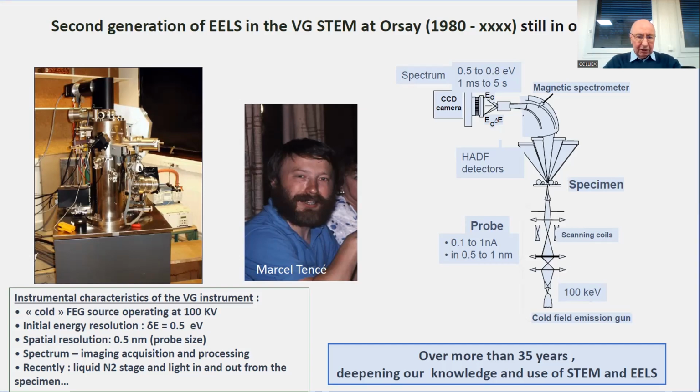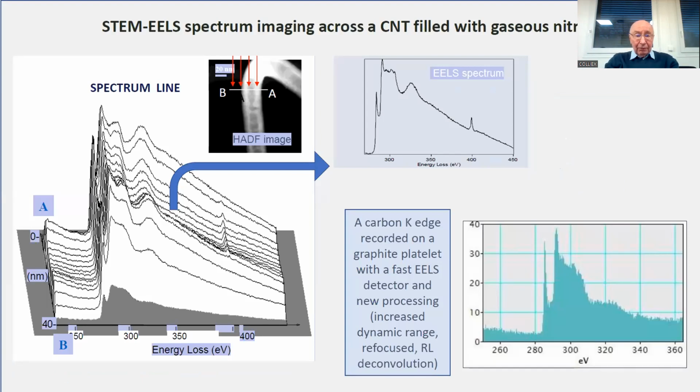So you see it in a room in Orsay, the VG column, and at the top is a magnetic spectrometer. And you have the characteristics of this instrument down there. Marcel Tencé in the middle was an engineer, and thanks to him, we got the machine completely in development and very active over nearly 40 years. On the right, this is the basic design of a STEM machine. With the parallel detection system on this machine, we had introduced the mechanism of STEM EELS spectrum imaging acquisition and processing.